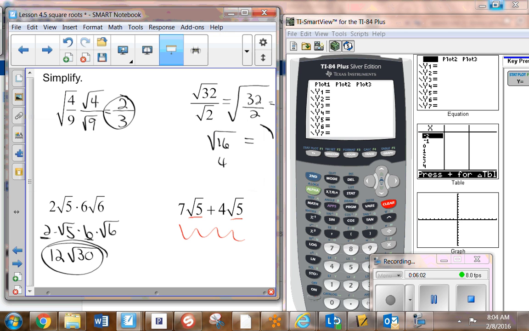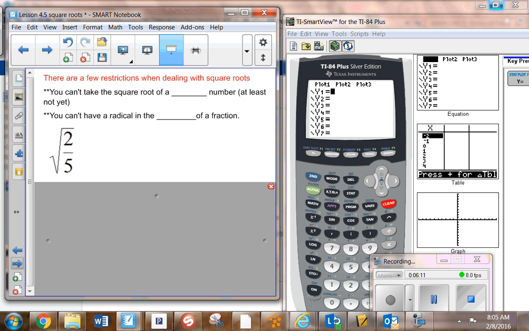So back to this problem. Quick before it changes. 7 radical 5s plus 4 more radical 5s gives me a total of 11 radical 5s. Alright. What else we got here?